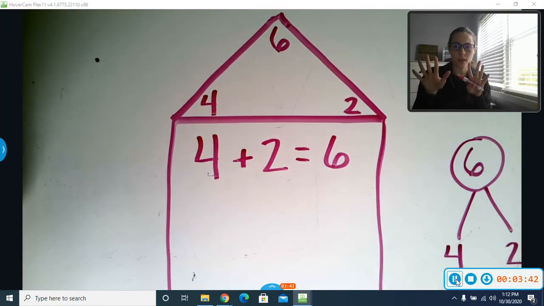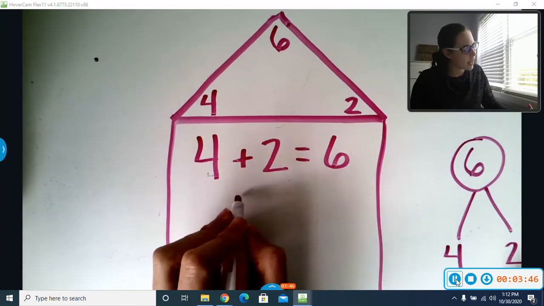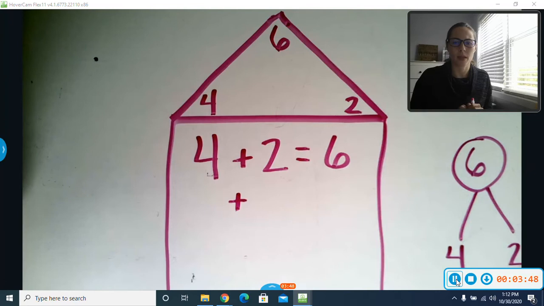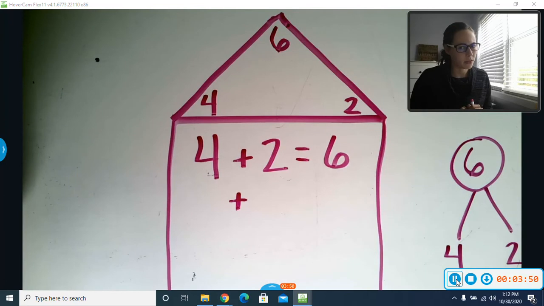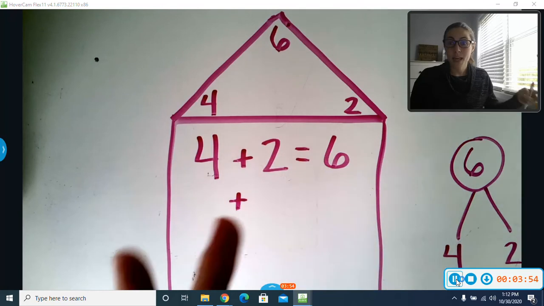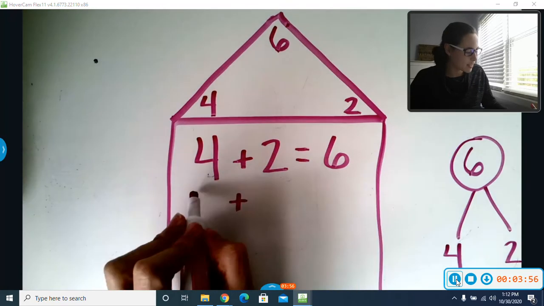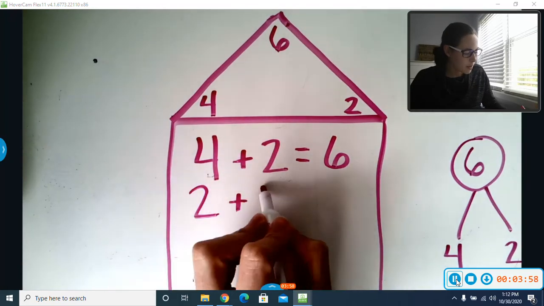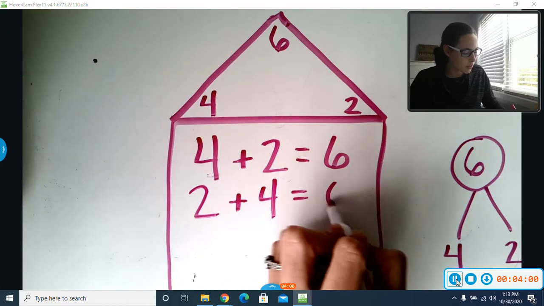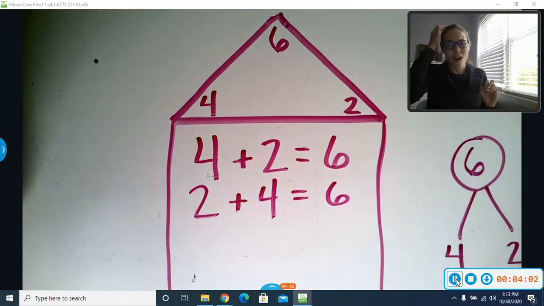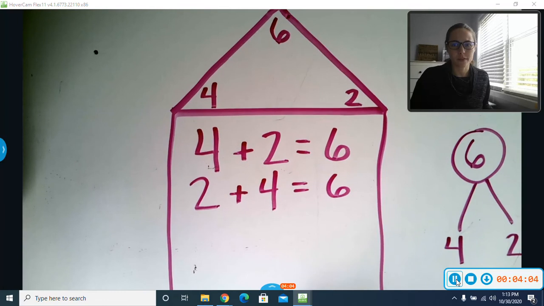Boom, got it. Now, what do you know about another adding number sentence I might be able to write? How do I do that? Flip-flop. Good. I'm going to start with my other part. 2 plus 4 also equals 6. Awesome. Okay, we're moving right along here.